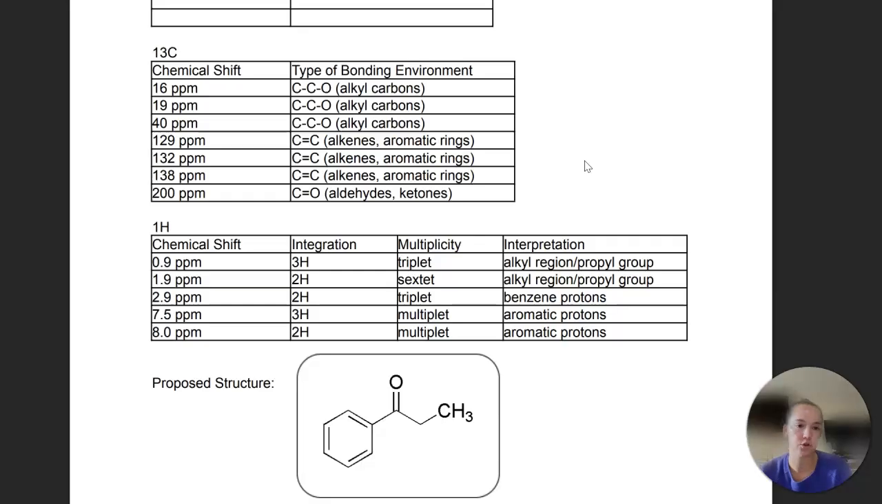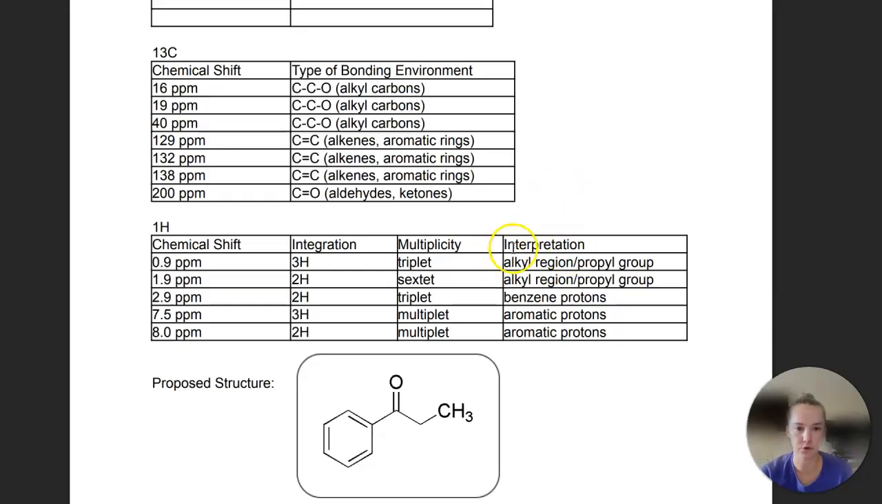And then the third chemical shift is at 2.9 ppm, which shows 2 protons and a triplet multiplicity, likely referring to a benzene ring. And then the next 2 chemical shifts are very close to each other at 7.5 and 8.0 ppm, likely corresponding to 3 protons and 2 protons respectively, and multiplicity corresponding to aromatic protons.